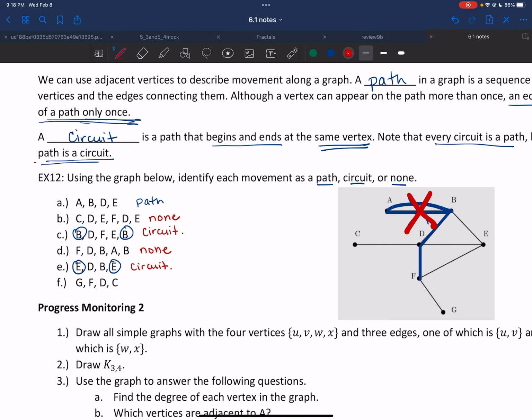All right, let's take a look at this last one here. And we've got G to F, so from here to here, and then F to D, so I'm going to bring it up there, and then D to C. I'm going to bring it out here. All right, well, we only use the edges once, so this is a path.